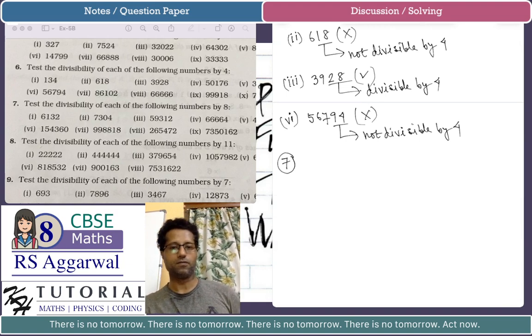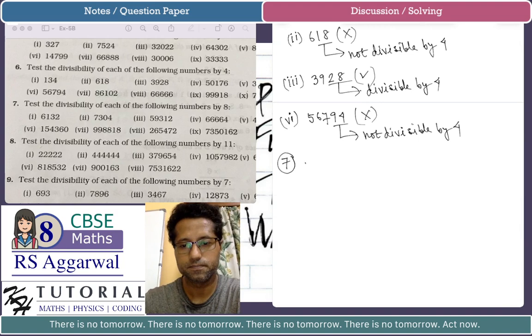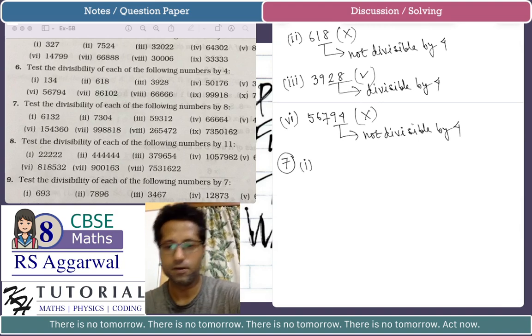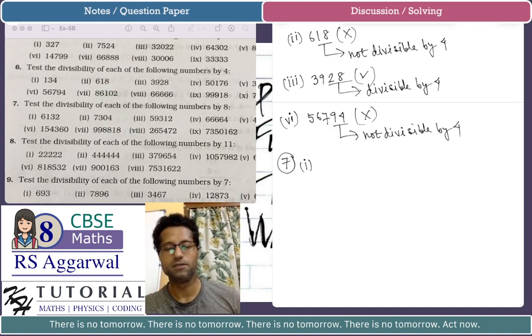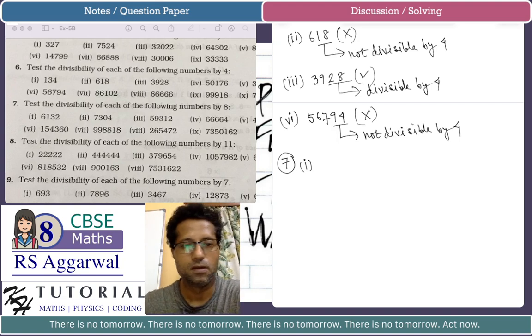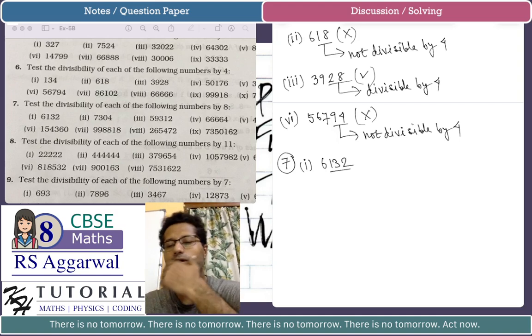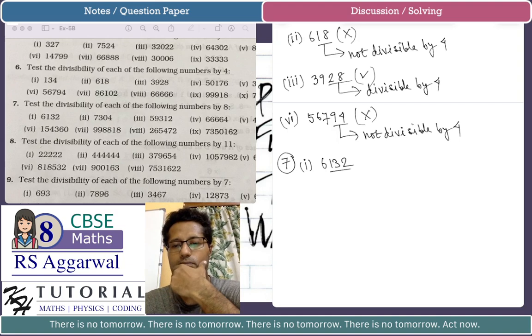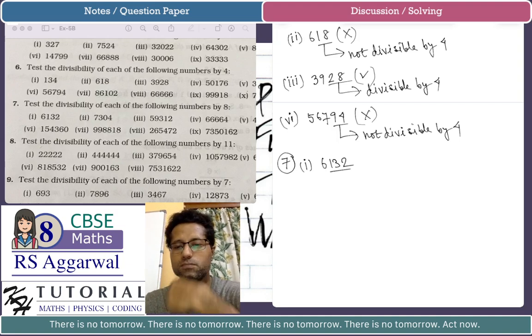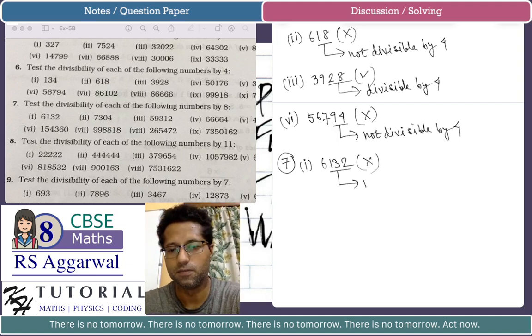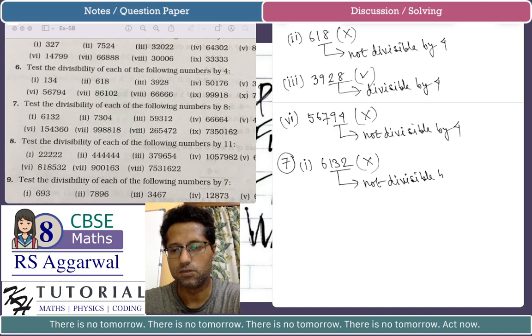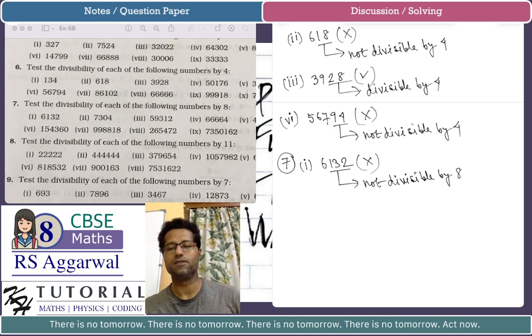Test the divisibility of each of the following numbers by 8. To check whether a given number is divisible by 8 or not, we have to see the number formed by the last three digits, whether it is divisible by 8 or not. 6132. The number formed by the last three digits is 132, and 132 is not divisible by 8, so the number is not divisible by 8.